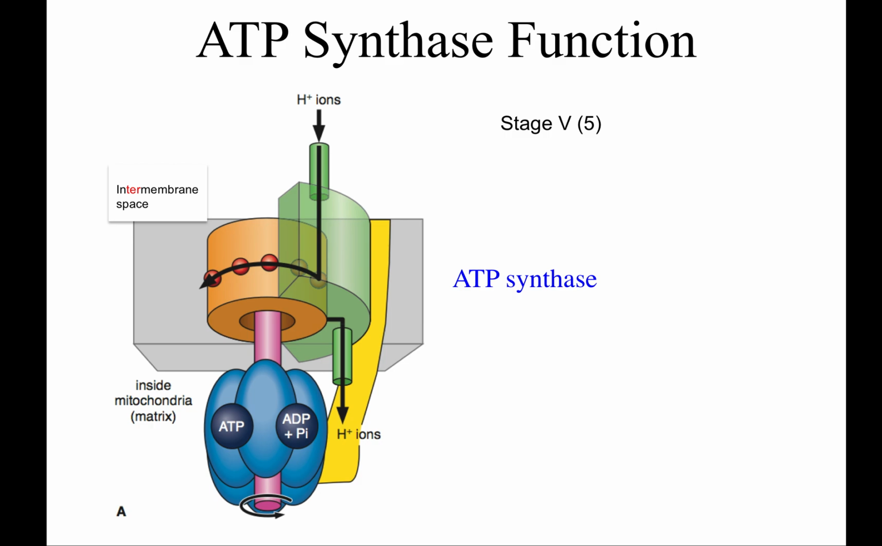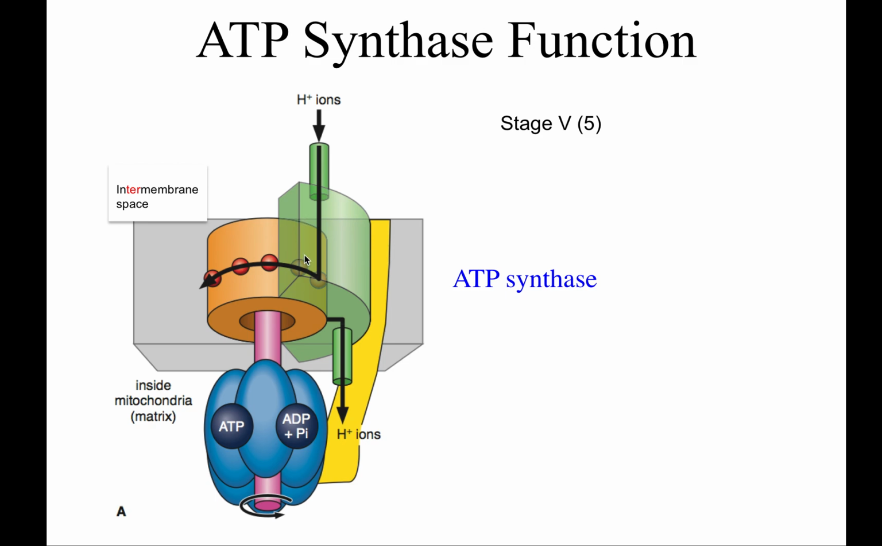Okay, stage 5. This is where you're actually going to really make some ATP. There's this protein complex called ATP synthase that is sitting in the inner mitochondrial membrane. And what it does is, as those hydrogens from the intermembrane space build up, they want to move back downhill because there's lots more hydrogens now in the intermembrane space than there is in the matrix. They want to move back downhill because there's a pH gradient.